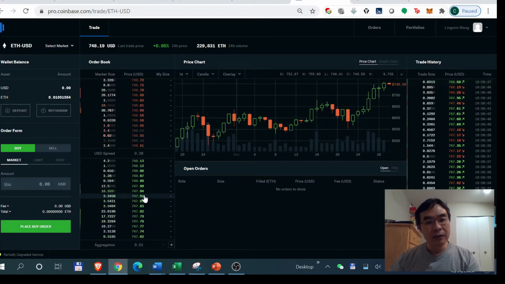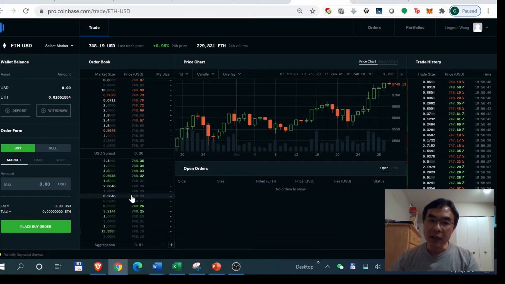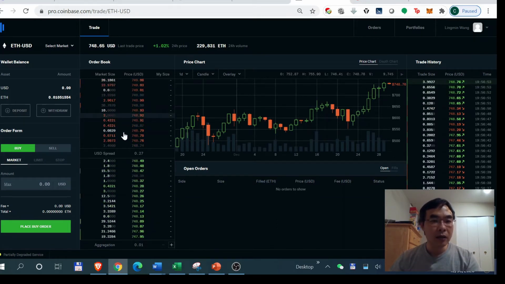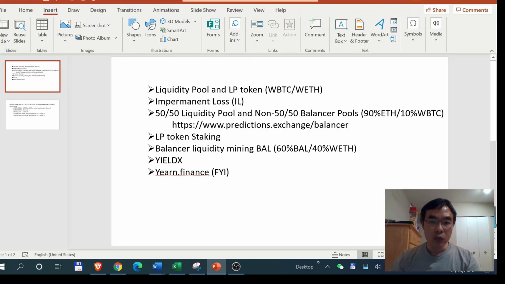Think of it like this. Think of money flowing from one side to the other, either from the buyer to the seller or from the seller to the buyer. So it's liquidity flowing to different sides. And that is what we call liquidity. But what is a liquidity pool?